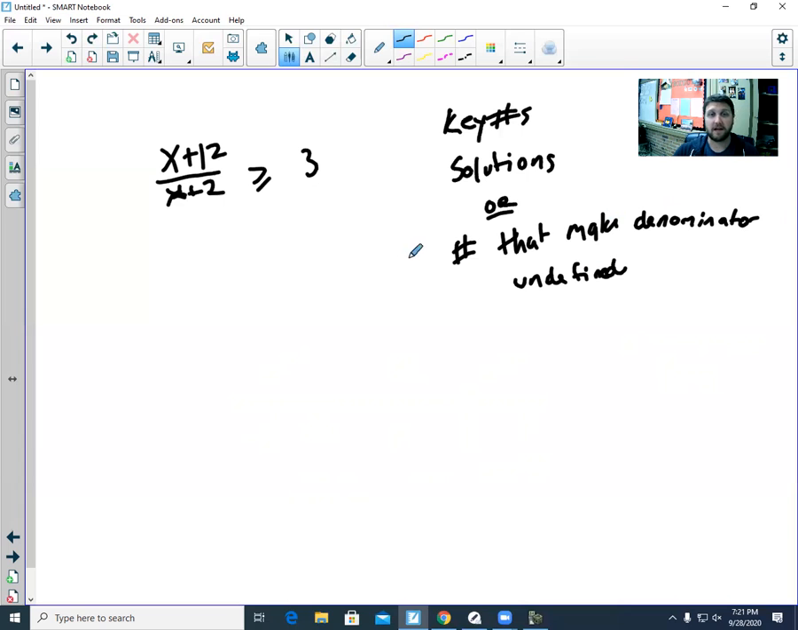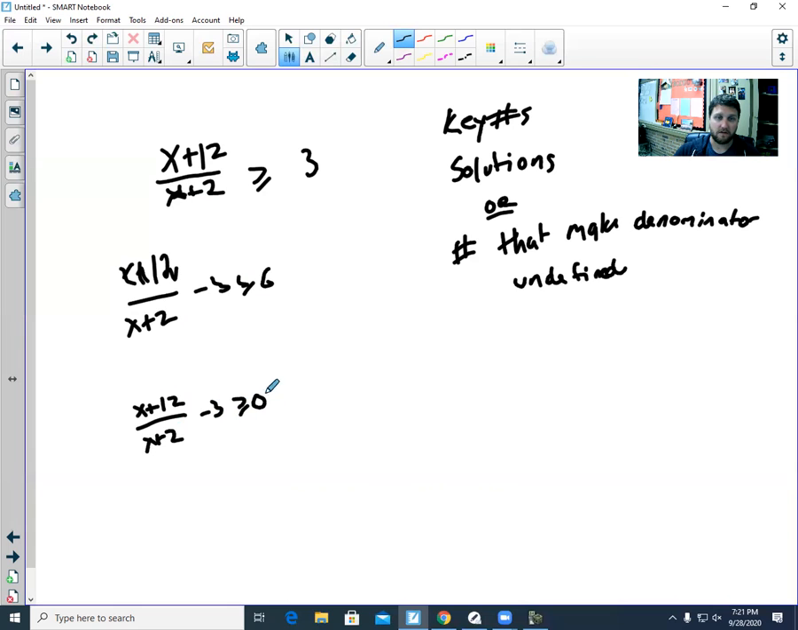Okay, so that being said, I'm going to write this in the form of x plus 12 over x plus 2 minus 3 is greater than or equal to 0.